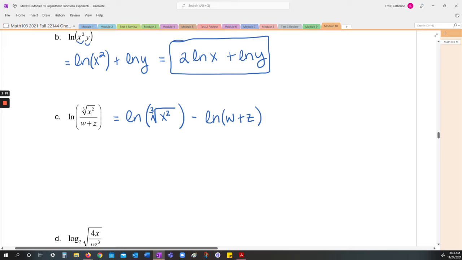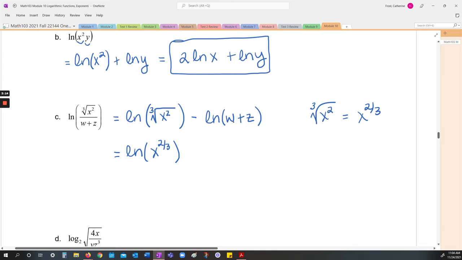So cube root of x squared is the same as x to the 2/3. The root goes in the denominator. The roots of a tree are at the bottom, so root goes in the bottom. So this is natural log of x to the 2/3.